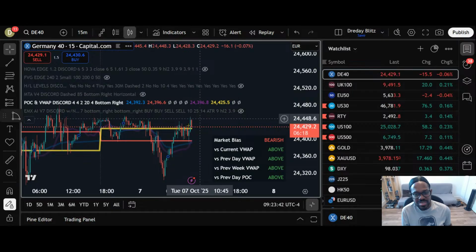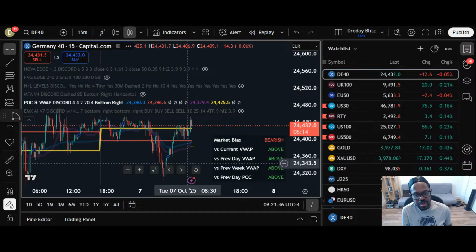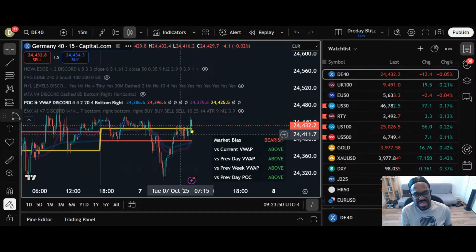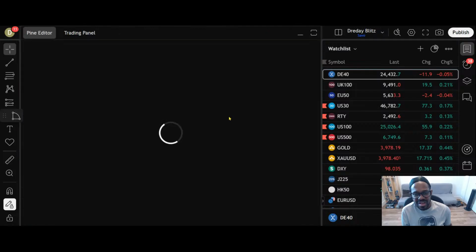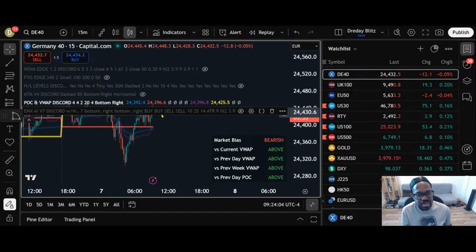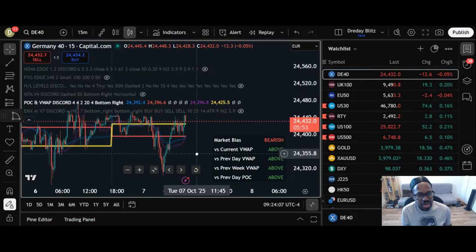So right now the actual trend is bullish. So we're currently above VWAP, and everything is above everything. So POC, previous day POC, previous day VWAP, everything is looking up. And that's how you use it.